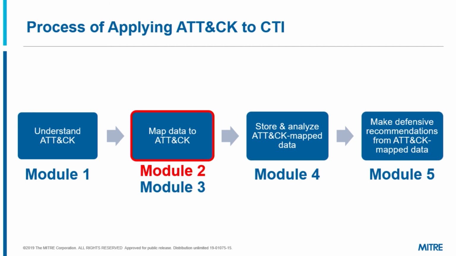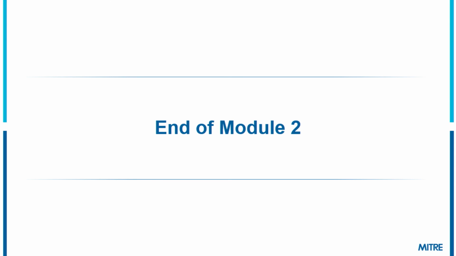As we wrap up Module 2, here's a reminder where we are in our training. We start out with Module 1, where we understood what ATT&CK was. Now we're talking about mapping data to ATT&CK. In this module, we've discussed how to map from finished reporting. In Module 3, Adam's going to discuss with you how to map from raw information, which is a little bit different than mapping from finished reporting. Then we'll move on to storing and analyzing that data, and the really important part, making defensive recommendations. That concludes Module 2.